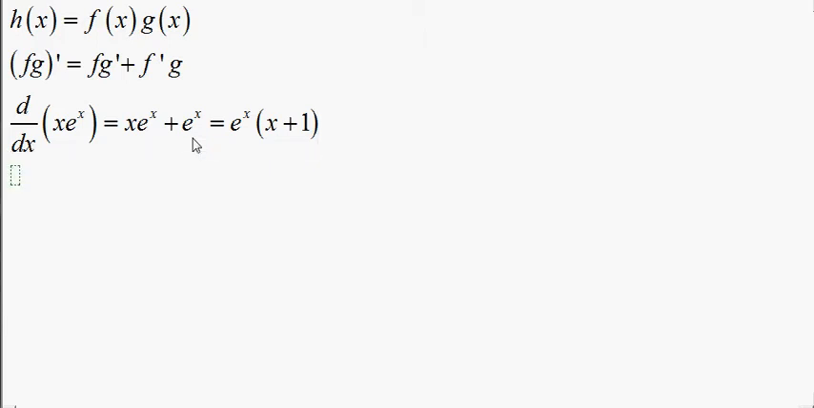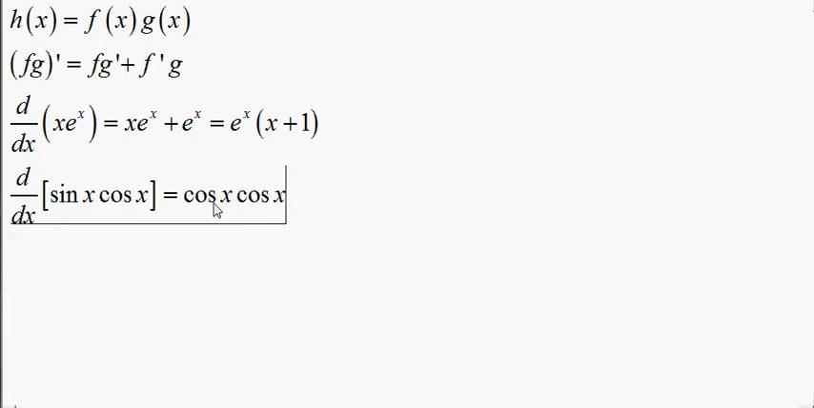Not so bad. If we were to do another one, d dx of sine of x cosine of x, and again, these are off the top of my head, but I don't really need notes for this. By now I've been doing the product rule for years, essentially. Same thing. The first function is sine, the second function is cosine. So it's the derivative of the first, cosine of x, times the second, cosine of x, plus the first, sine of x, times the derivative of the second, which is negative sine of x.